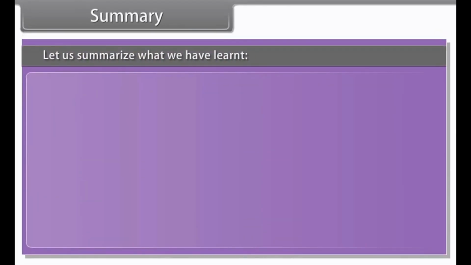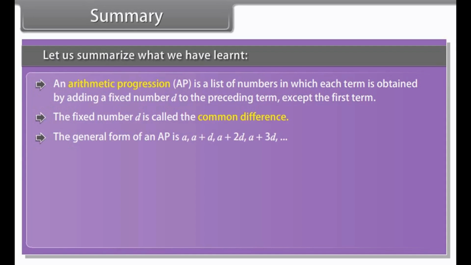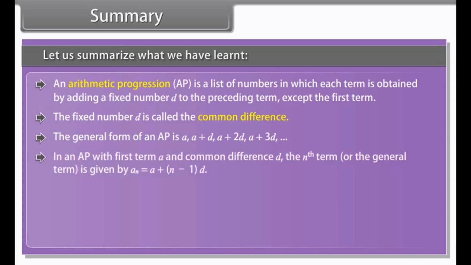Summary. Let us summarize what we have learned. An arithmetic progression AP is a list of numbers in which each term is obtained by adding a fixed number d to the preceding term, except the first term. The fixed number d is called the common difference. The general form of an AP is a, a plus d, a plus 2d, a plus 3d, and so on. In an AP with first term a and common difference d, the nth term or the general term is given by an is equal to a plus (n minus 1) into d.